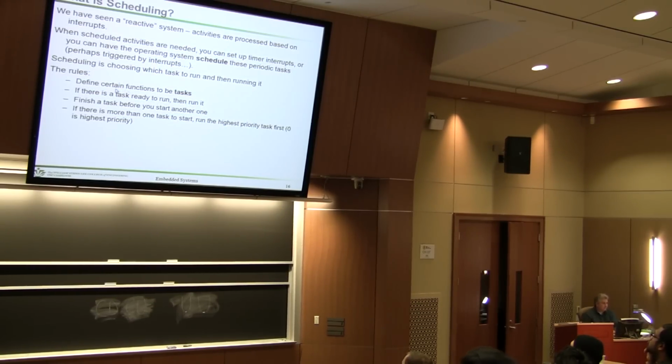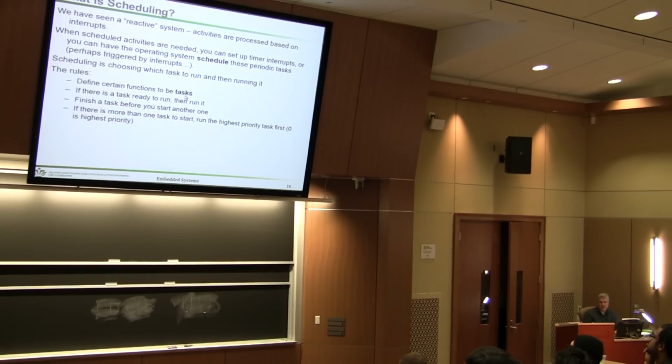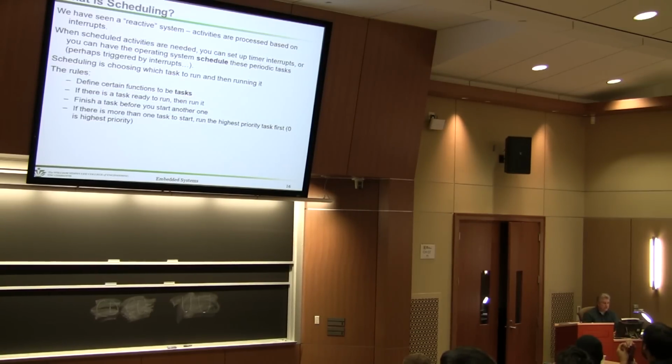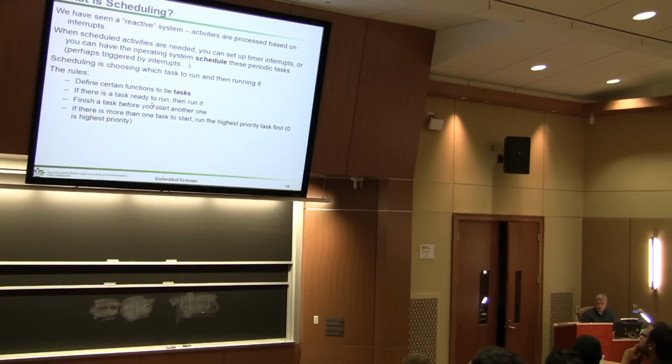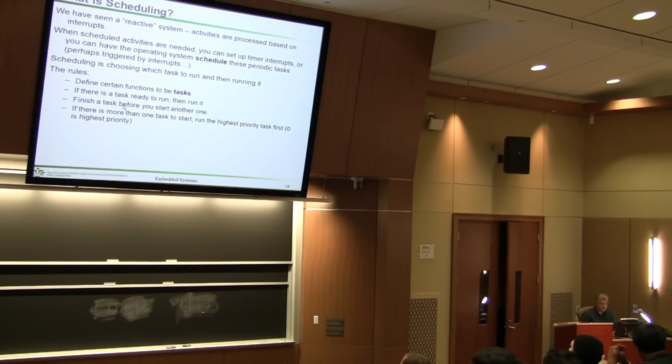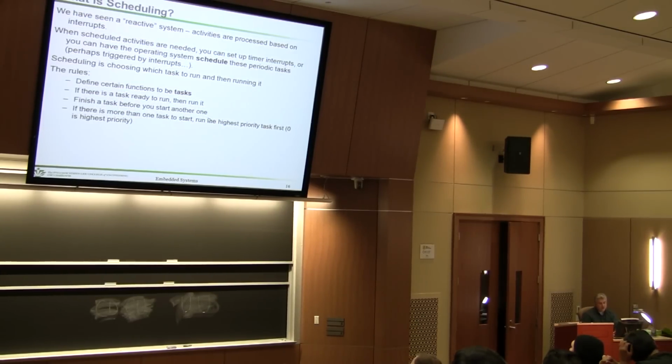Well, here's some rules. We're going to define certain functions to be the tasks. In other words, a C function will be a task that, in one case, will be allowed to run to completion. And if there's a task that wants to run and that is ready to run, then it runs. And here's an interesting one. This will change depending on what your scheduler is based on. But in our example, we will finish a task before we start another one.